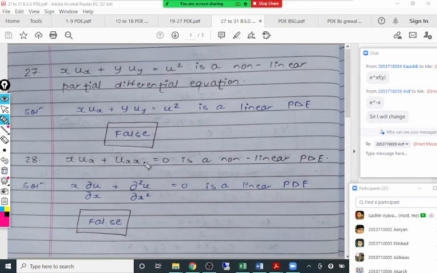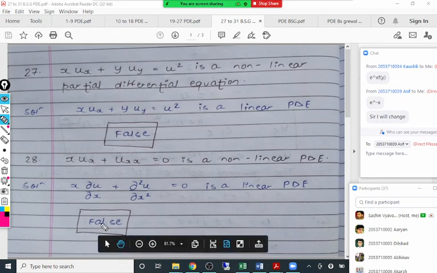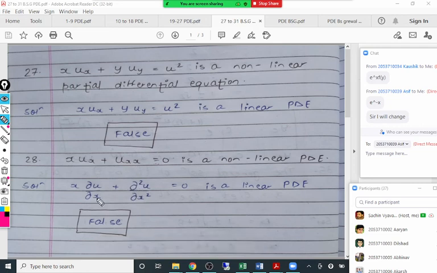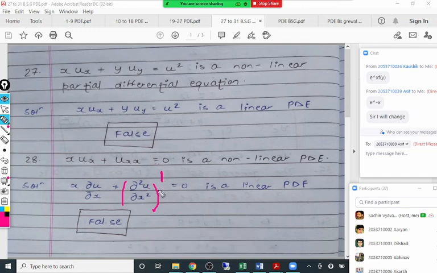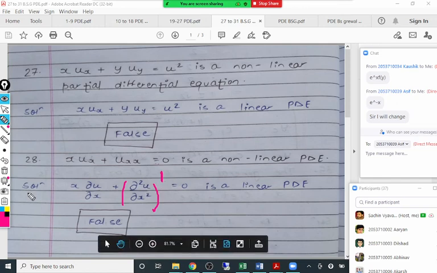Second, x ux plus uxx is a non-linear PDE. This is again false, because you will observe it is dou square u by dou x square. So this is a second order differential equation, and the degree is 1. Second order, degree 1. So yes, it is a higher order differential equation, but it is linear again. It is written non-linear, so it is false. Correct.